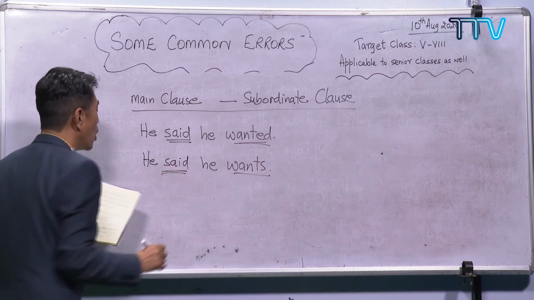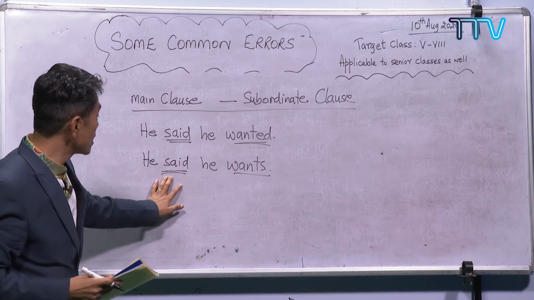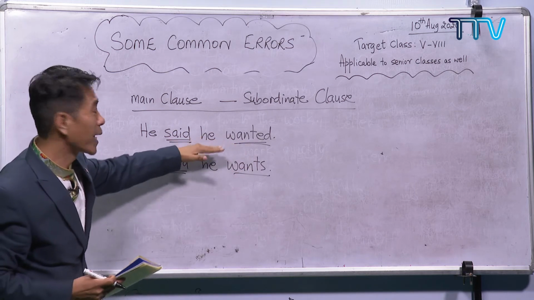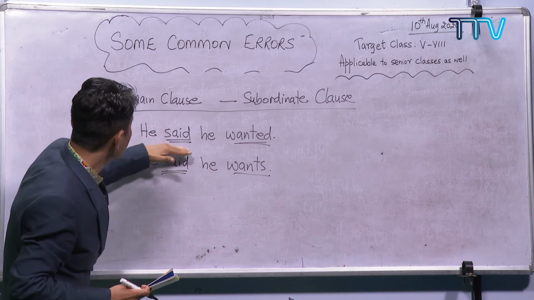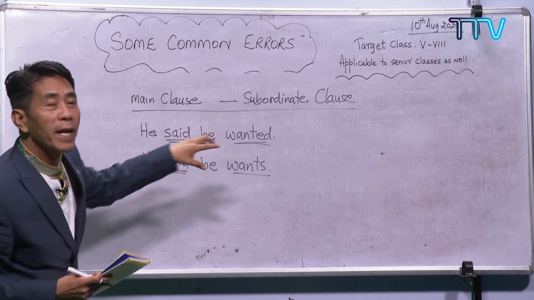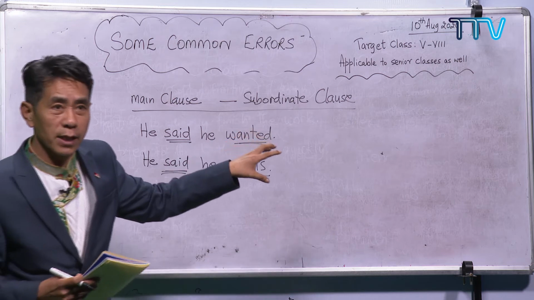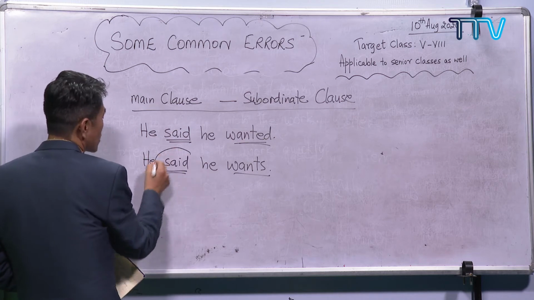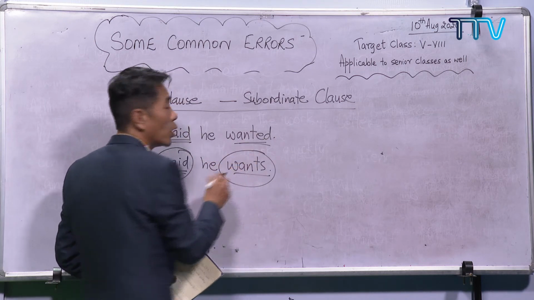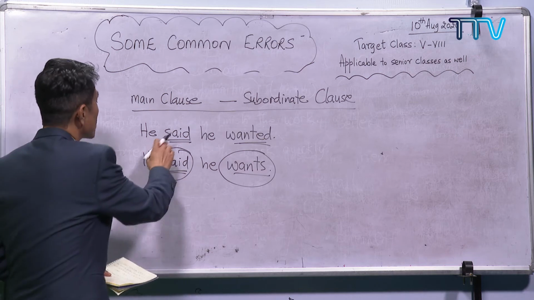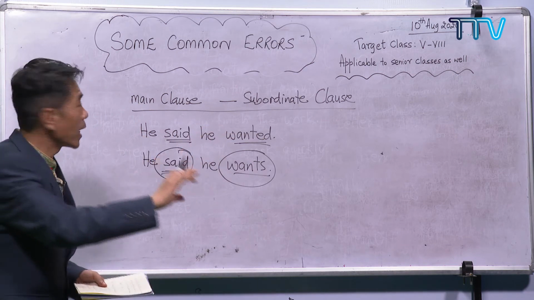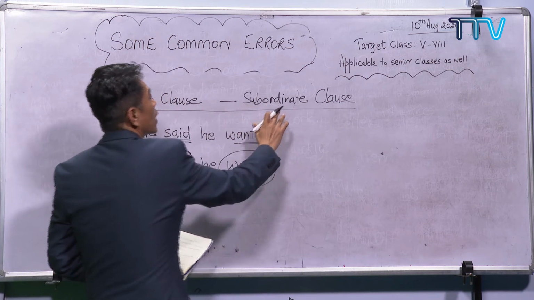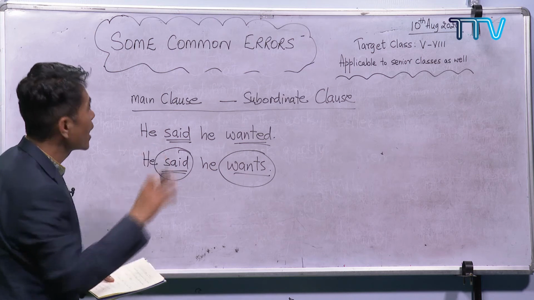If the main clause is in past tense, we have to write the rest in past tense. This is one where the students make lots and lots of mistakes. If the first tense is past tense, we have to make sure that the remaining sentences are also past. Here, if you look at this, the first one is past and the second one is present. You are not supposed to make this. If it is past, then everything should be in past. That is main clause and subordinate clause.